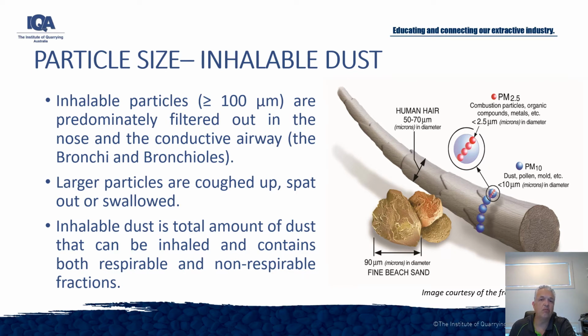We look at the inhalable dust, but we also monitor and measure for those particular heavy metals that may have been of some concern. Inhalable dust is the total amount of dust that can be inhaled and contains both the respirable and non-respirable fractions. If you look at the diagram on the right hand side, the human hair is 50 to 70 micron in diameter. Fine beach sand is around 90 micron in diameter. So we're looking at fine beach sand and above type of material.